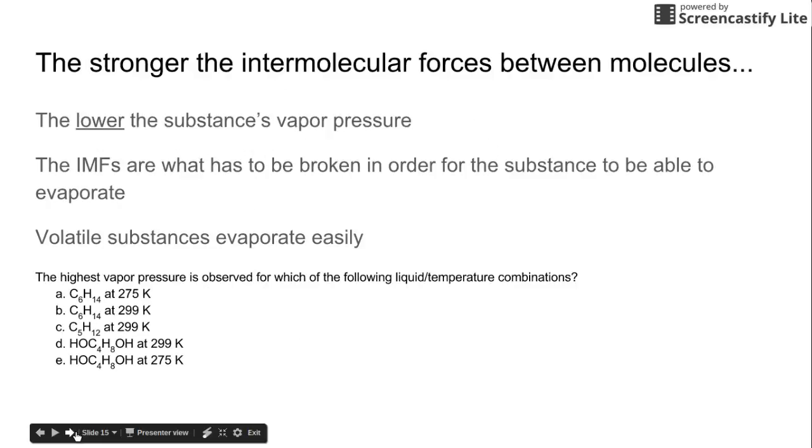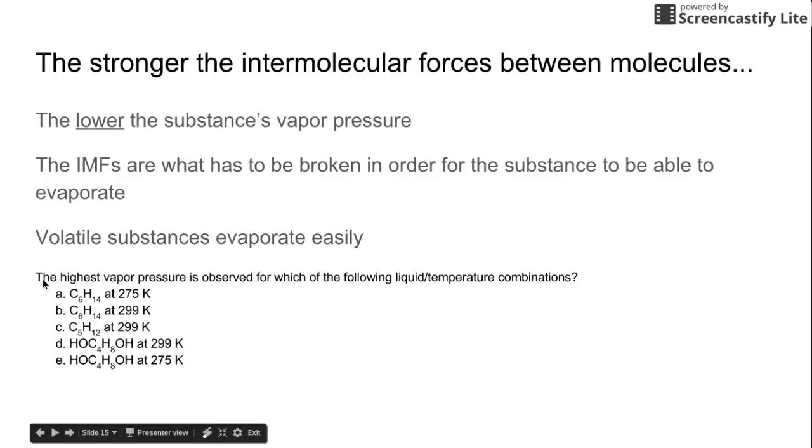The stronger the intermolecular forces between molecules, the lower the substance's vapor pressure. The intermolecular forces are what has to be broken in order for a substance to be able to evaporate. Volatile substances like fingernail polish remover or acetone evaporate very, very easily. So do you think they have strong intermolecular forces or low intermolecular forces? Well, the correct answer is low intermolecular forces. That way, the heat of the room is enough to break those intermolecular forces, and then you can smell acetone immediately because it is evaporating into the air.